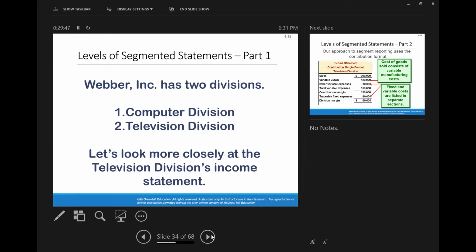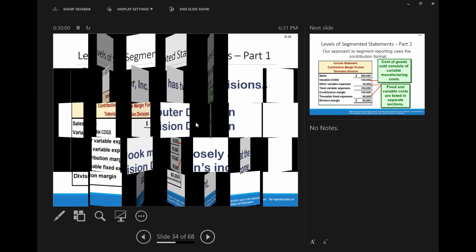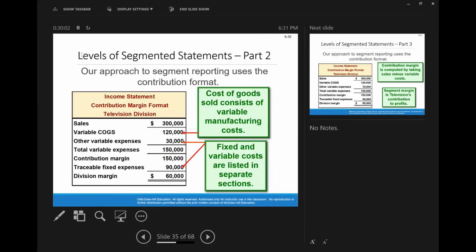Weber Inc. has two divisions. We have a computer division and we have a television division. All right, so we're going to look at the television division. That's kind of tongue-tied. Television division income statement. All right, so our approach to segment reporting uses the contribution format. So we're looking at the sale price less the variable expense. So we have sales of 300,000.